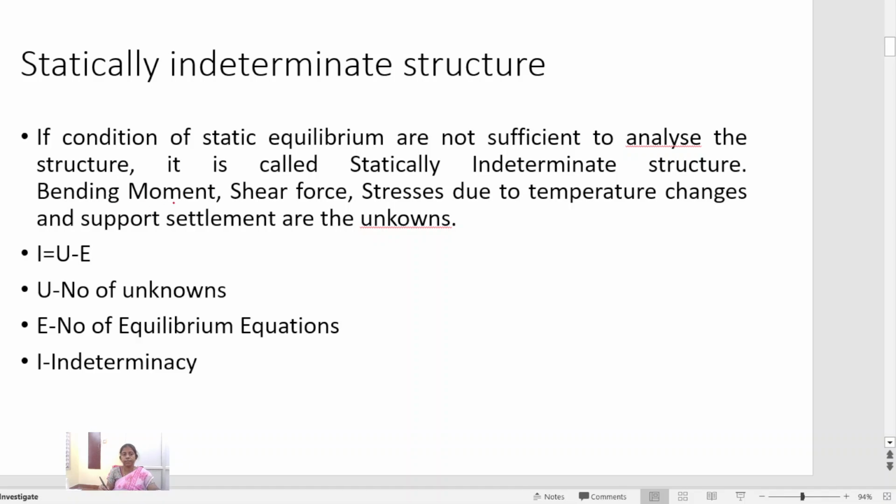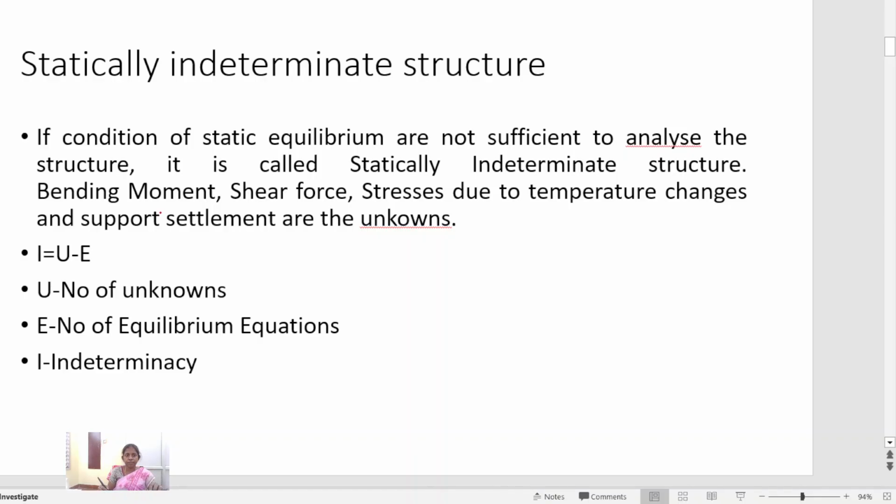Dear students, in this video lecture we are going to see about the static indeterminacy and the calculation and formula for the static indeterminacy for different types of structure. Already we have seen about the general categorization of types of structure, that is rigid jointed plane frame, rigid jointed space frame, pin jointed plane frame, pin jointed space frame.